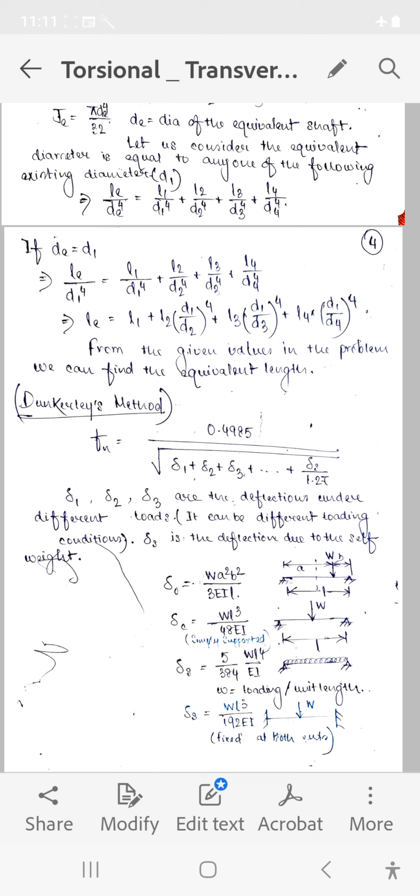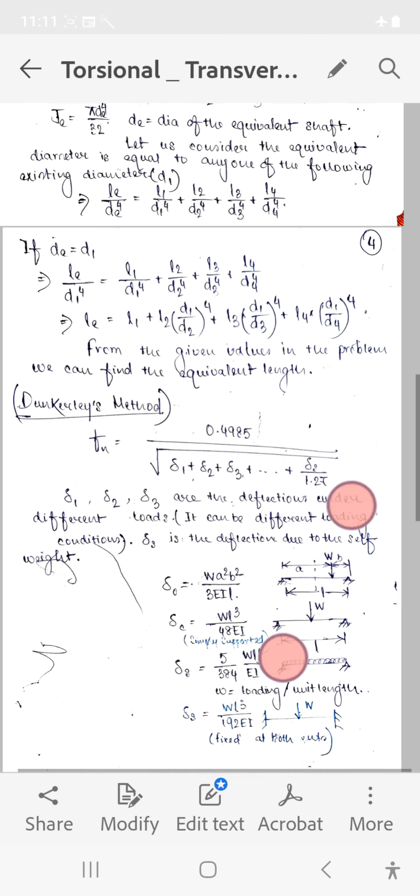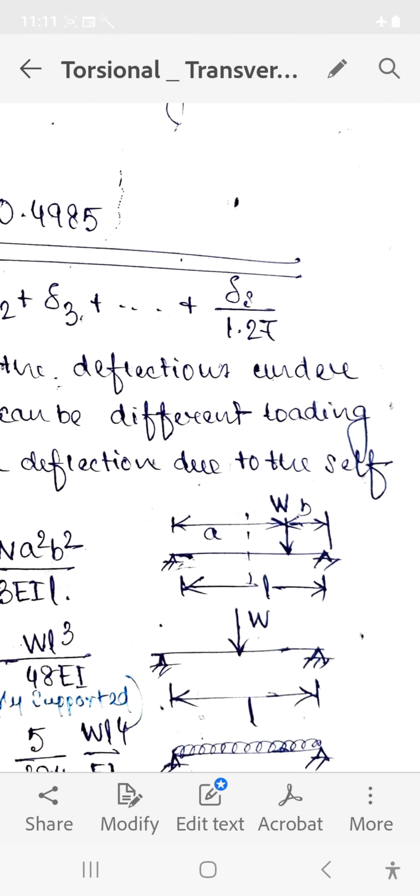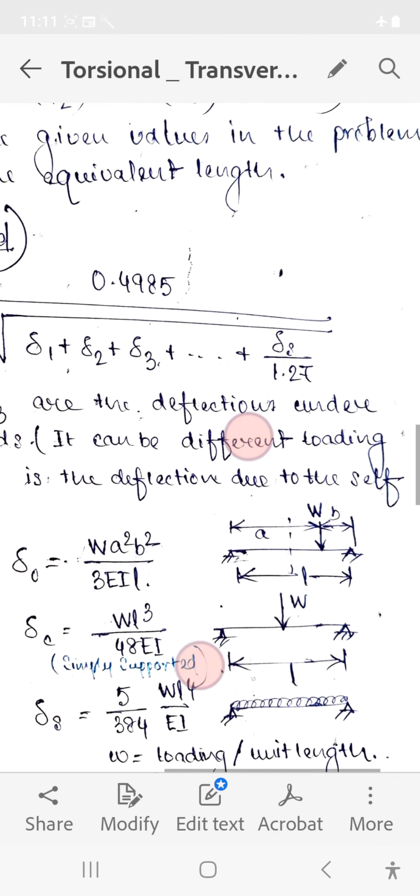When a point load is acting on the shaft not at the midpoint, with distances A and B from both ends, in a simply supported condition where the total length of the shaft is L, the deflection is W A squared B squared by 3EIL, and EI you already know. Delta C, when it is centroidal, is WL cubed by 48 EI. That is for simply supported.